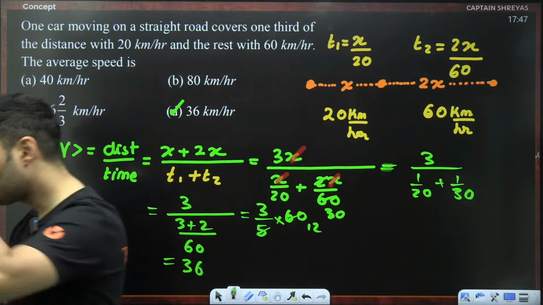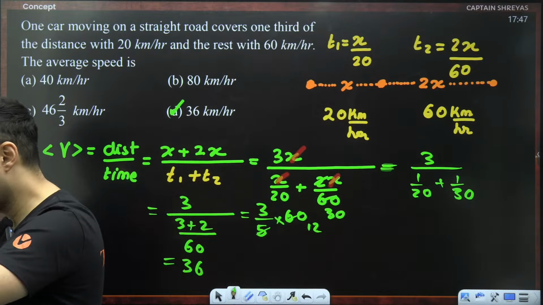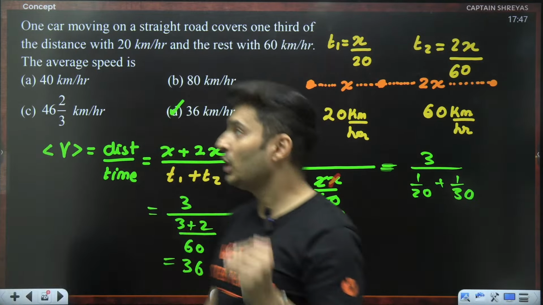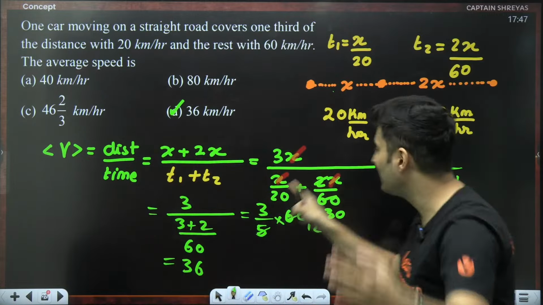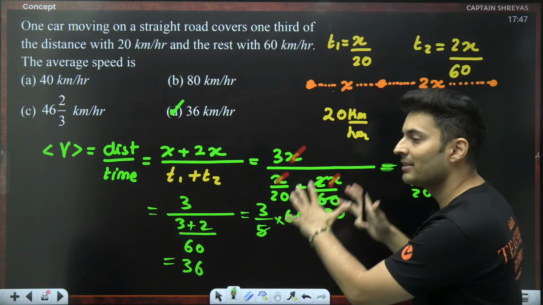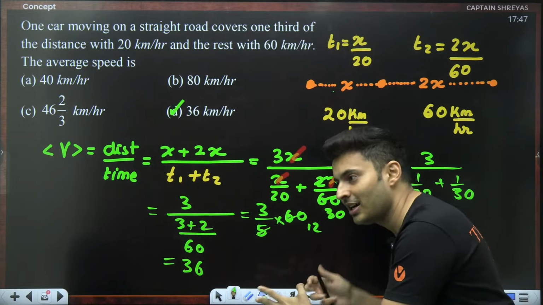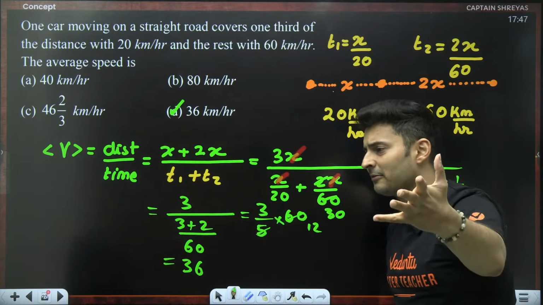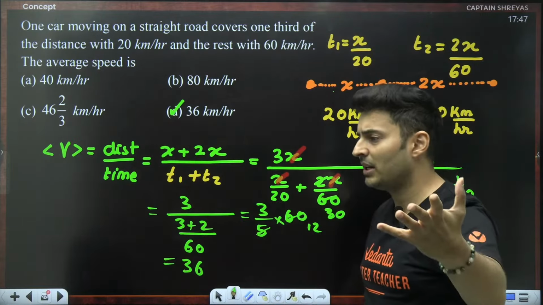Got it, everyone? Everybody got it? Perfect. So this is how you start. You're like, sir, the X was there, it got cancelled. You just saw this step. X got cancelled. So don't be afraid of assuming certain variables. I know some of you are scared of this. Sir, why did this X come in my life?